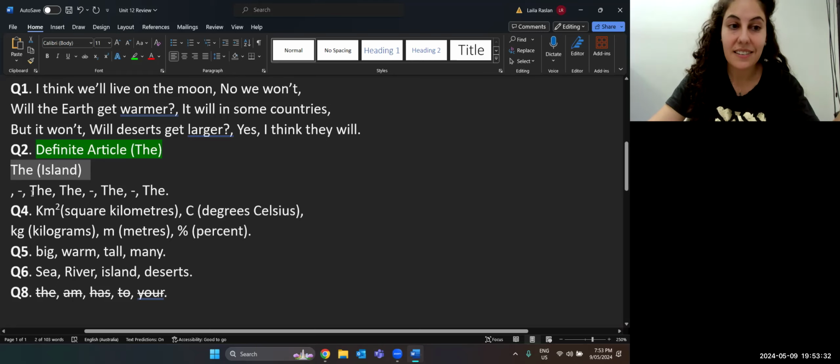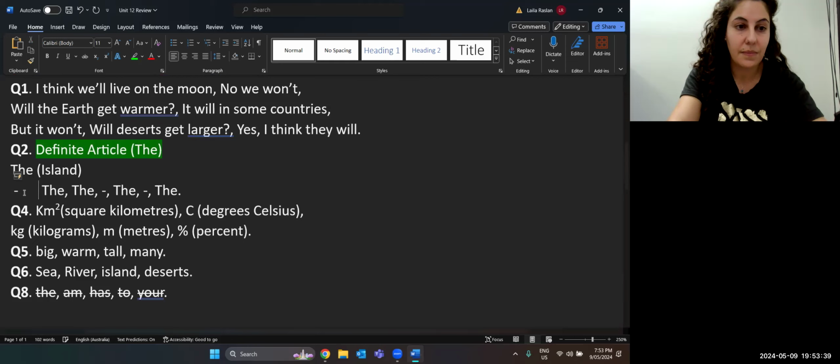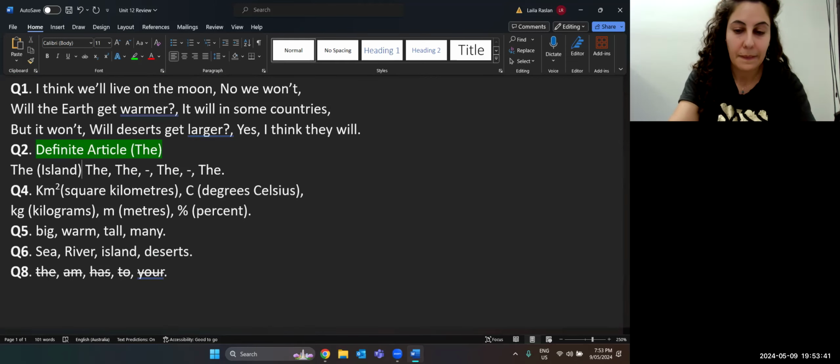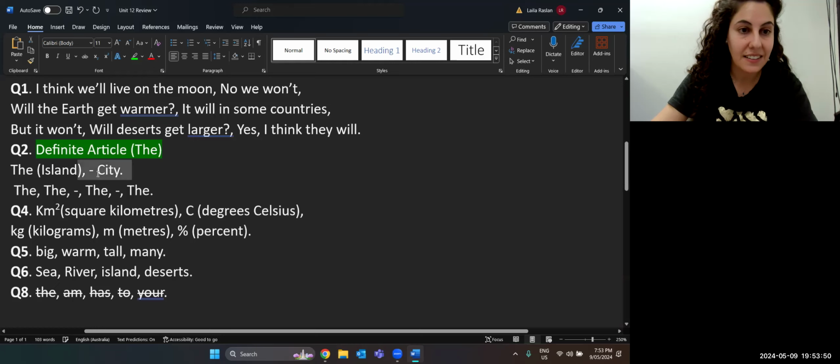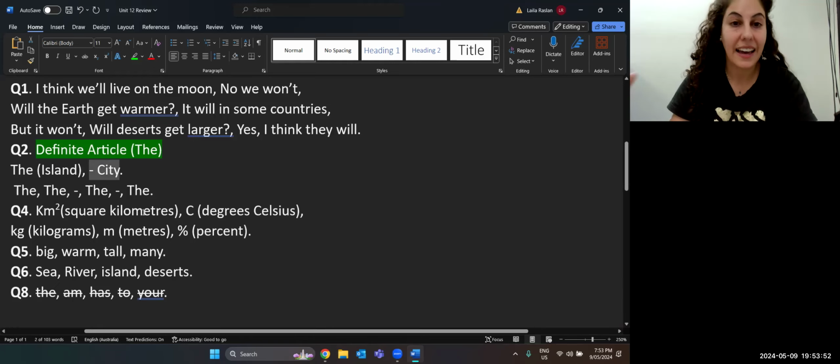Now, Michigan is a city. So with a city, you do not need to put the. I'm not going to put the, and I'm just going to say the name of the city. So it looks like this. You just say Adelaide. I live in Adelaide. Tomorrow I will travel to Melbourne. So you don't say the Melbourne, the Adelaide. You don't need the definite article when you have a city.